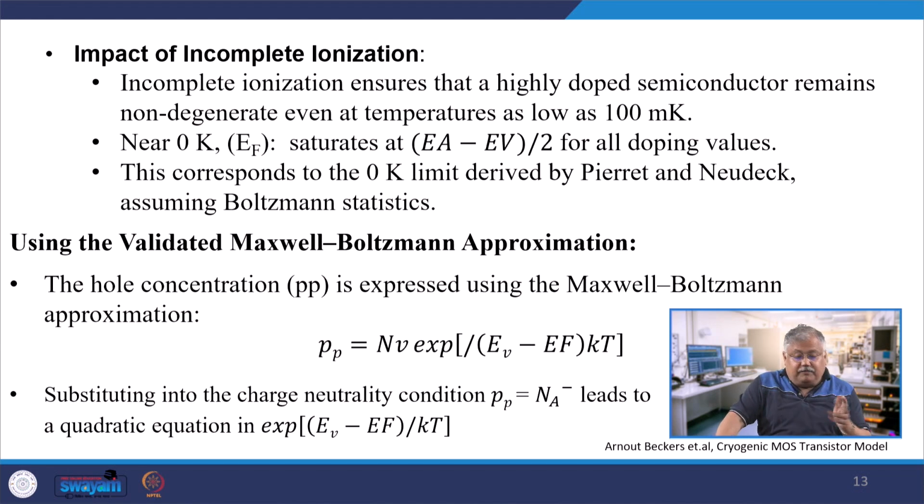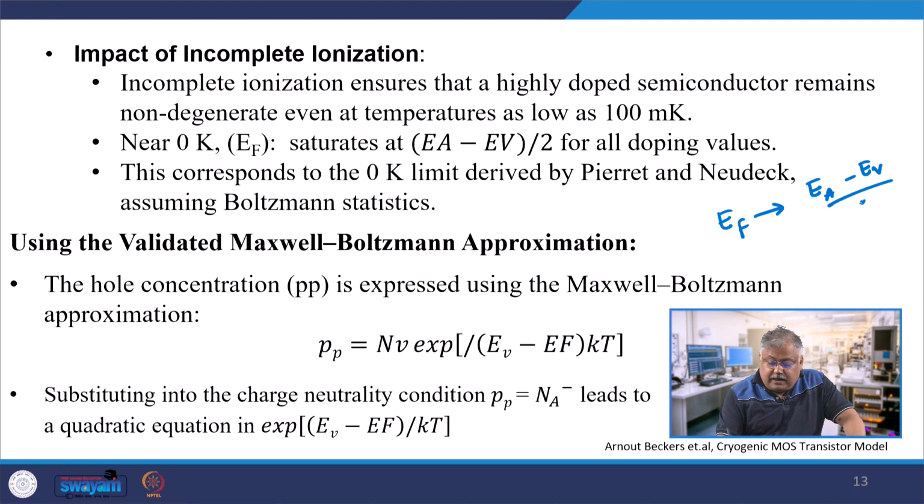Now let us look at the impact of incomplete ionization. What does incomplete ionization do? It allows you to have a non-degenerate semiconductor even at temperatures as low as 100 millikelvin. Near 0 Kelvin, the Fermi level saturates to approximately (Ea minus Ev) by 2 for all doping levels, and this corresponds to the 0 Kelvin limit. So just to recapitulate the first two lines, at 0 Kelvin the Fermi level approaches (Ea minus Ev) by 2, that we have already discussed in our previous talks. And this is only possible provided you have a non-degenerate semiconductor.